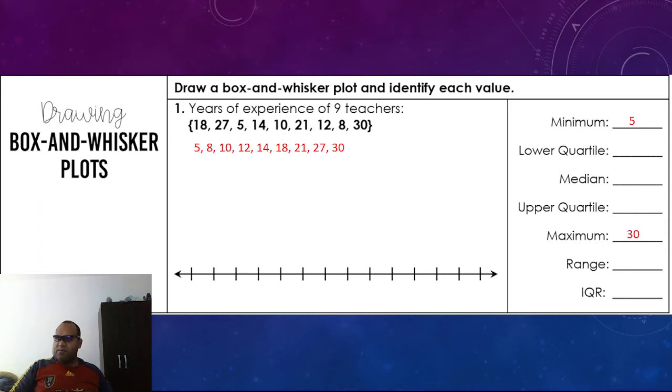The median is the number in the middle. Who is it? 1, 2, 3, 4, 5, 6, 7, 8, 9. I have 9 values. 9 divided by 2 is 4.5. Round to the nearest whole number, it is 5. The position number 5 is the middle.